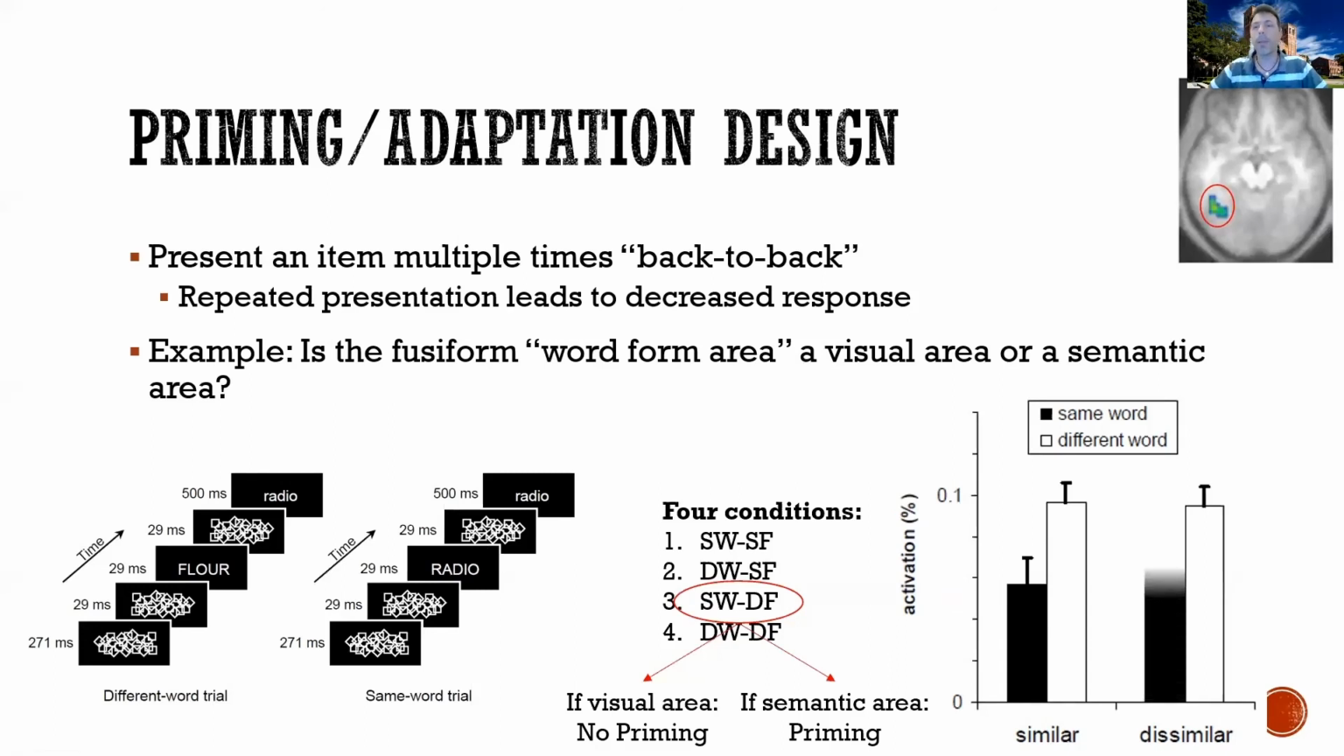Lo and behold, we do see priming. So it turns out the fusiform word form area, thanks to this really clever priming adaptation design, was actually shown to be a semantic area.